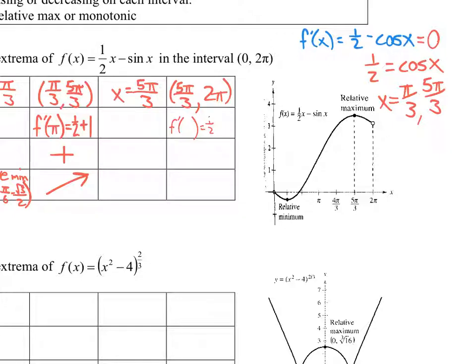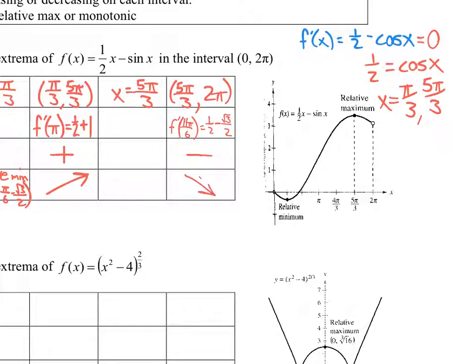11 pi over 6. That one will work. That one definitely. 11 pi over 6, there we go. So we have 1/2 minus cosine of 11 pi over 6, same thing as cosine of positive pi over 6, which is root 3 over 2. Okay? So is that positive or negative? That is negative.